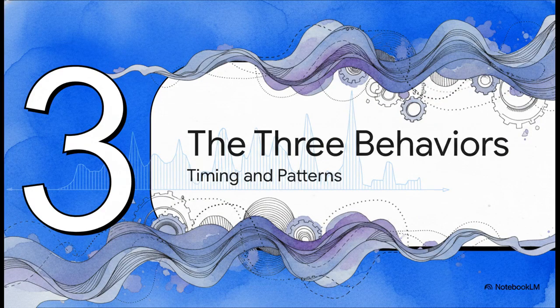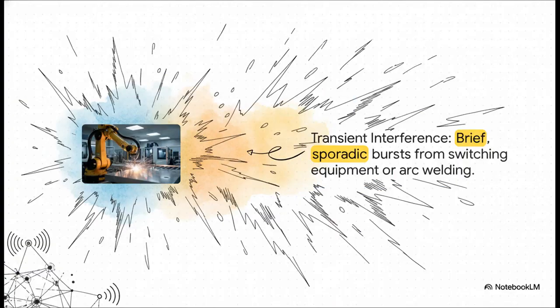Okay, the three behaviors. So now that we've talked about where the interference is, we've got to look at how it behaves over time. Characterizing it by its timing and patterns, well, that's what gives us our next set of really critical clues. First up, we've got transient interference. Think of things like arc welding, like in this picture, or a big motor starting up. These are those brief, totally sporadic bursts that are just so frustrating to track down, right? They pop up for a few milliseconds, maybe a couple seconds, and then, poof, they're gone.